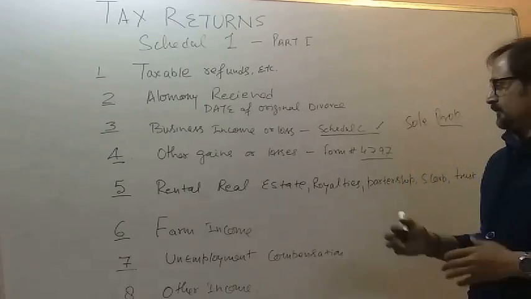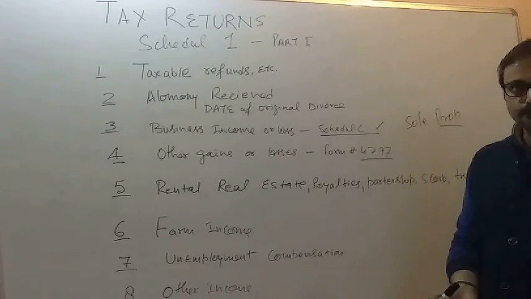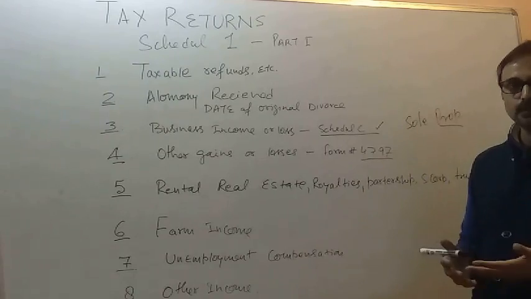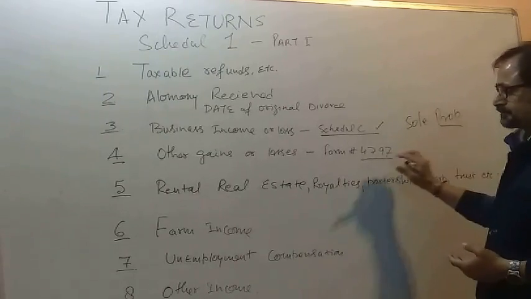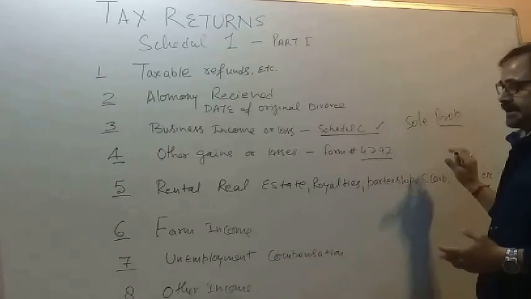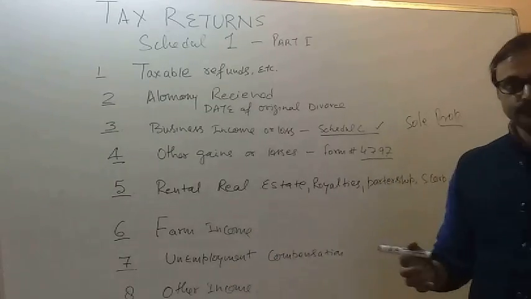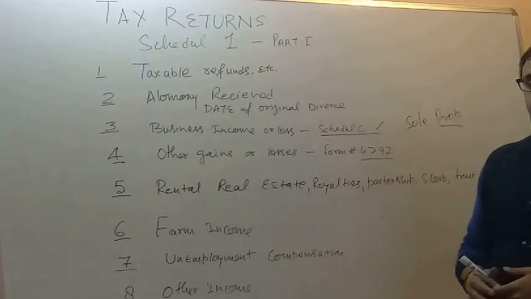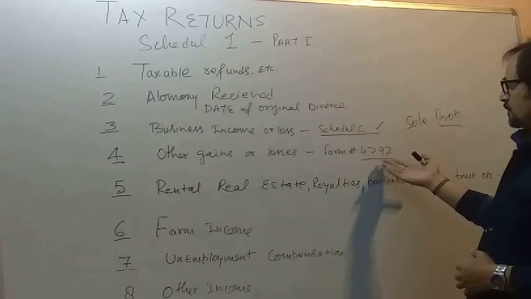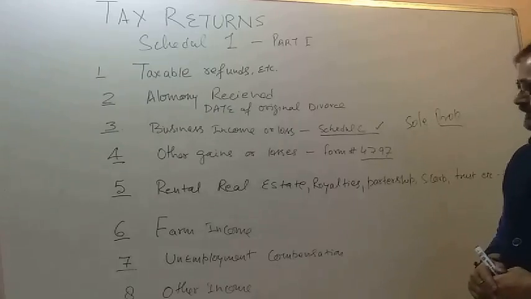any property he has sold in the previous year, whatever he gained or whatever loss he got, that will be written here. And whenever that is written and we have to calculate or consider that income, then we have to go to form number 4797.